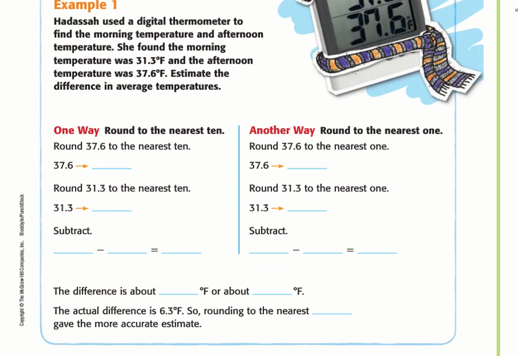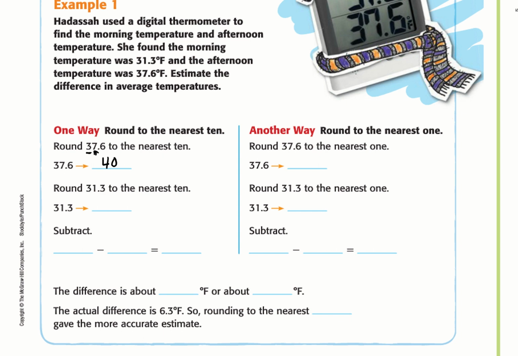So round 37 and 6/10 to the nearest 10 spot. So my 10 spot is going to be here. So I look at the number next to my 10 spot, and that is 5 and above. So my 10 spot is going to go up. So that's going to round to 40. And everything behind my 10 spot then turns into a 0.